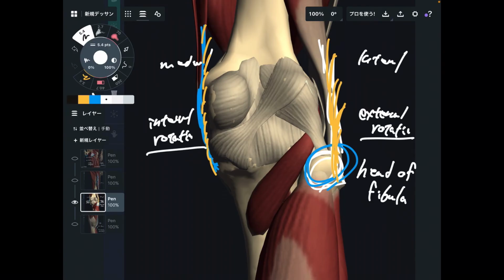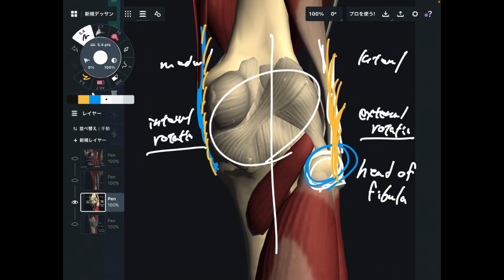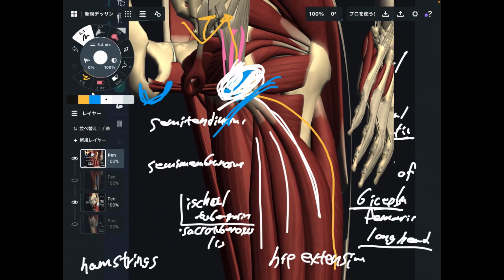But here is the thing. The knee joint doesn't rotate when the knee is in a completely extended position. The knee only rotates when this joint is in flexion position. Okay, this is a very important thing. So biceps does external rotation when the knee is flexed. At the same time, semimembranosus and semitendinosus do internal rotation when the knee is in flexion position. Very important to understand.